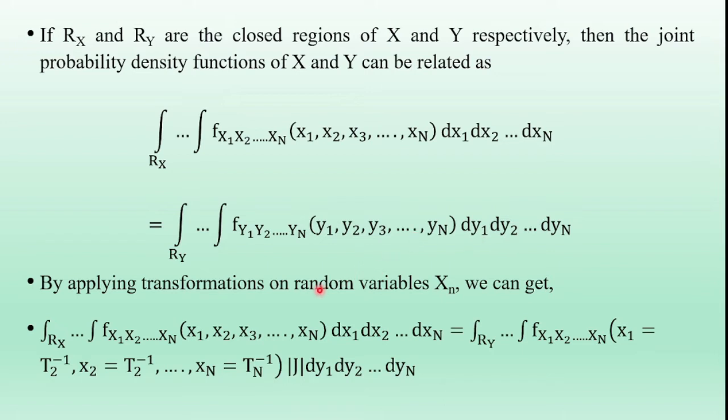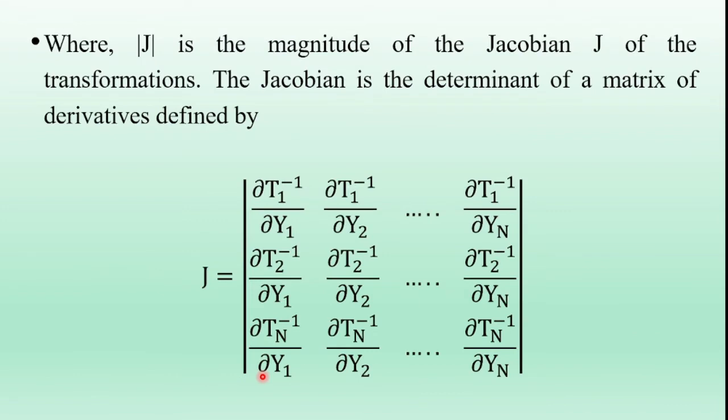By applying the transformation on the random variables X in the above equation, we get the region Rx and the joint probability density function of the random variable X is equal to the integral over region Ry, applying the transformation, of f of X1, X2 and so on XN at x1 equal to T1 power minus 1, x2 is equal to T2 power minus 1 and so on xn is equal to Tn power minus 1, into the determinant of J, dy1, dy2 and so on dyn. In the second term, applying the transformation, we get this expression, where the determinant of J is the magnitude of the Jacobian of the transformation.